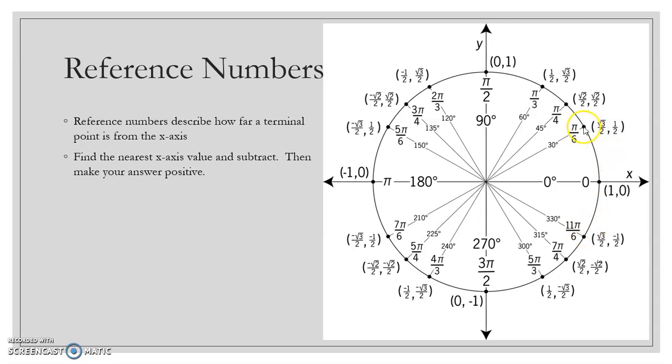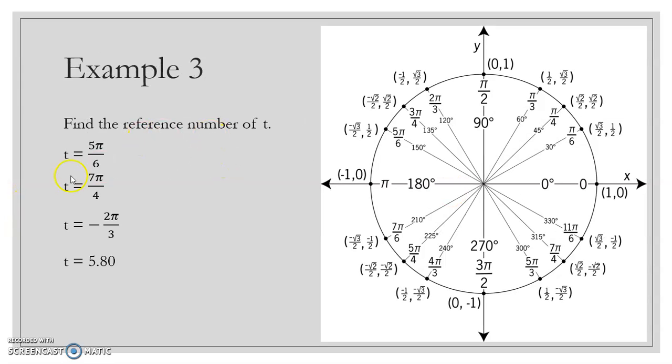For example, if I was using pi over 6 here, the nearest x-axis is right here at 0 this time because we're closer, we're on the top half of our circle. Okay, and I would just do 0 minus pi over 6, which is negative pi over 6, and then I'd make it positive. Just so you know, in these two quadrants over here, you would be subtracting with pi. Pi is the only value that this point could have unless you've gone around the circle more than once. So let me show you some examples of this.